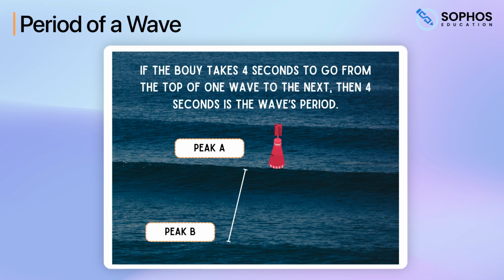For example, imagine a boy bobbing up and down on the surface of the water as a wave passes. If the boy takes 4 seconds to go from the top of one wave to the top of the next, then 4 seconds is the wave's period.